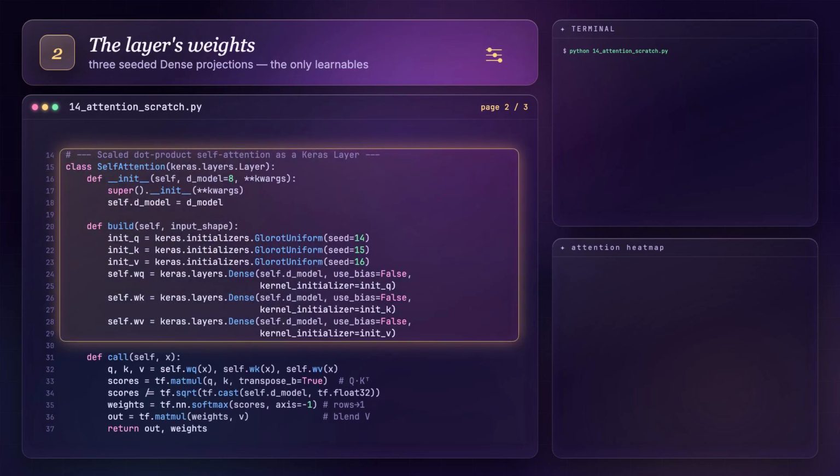Page 2, the layer itself. In build, we create 3 dense layers, WQ, WK, WV, each with no bias, each seeded, each mapping our 16 dimensions down to a d_model of 8. Those seeds are why this run is reproducible, even though nothing is trained. These 3 little projections are the only learnable weights in attention. They are what turn one input vector into its query, its key, and its value.